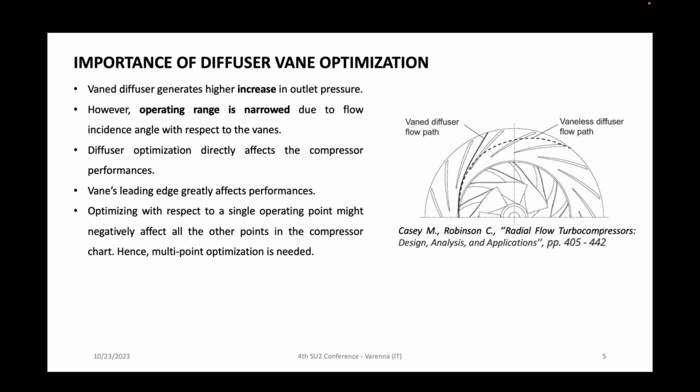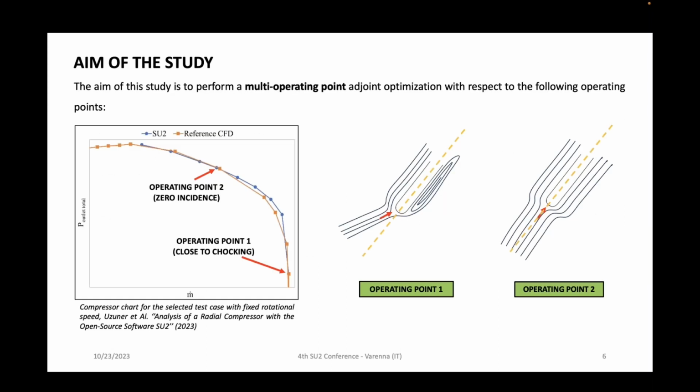And that is why we chose to optimize with respect to different operating points in the compressor, because we didn't want to lose efficiency on one hand, operating with the optimization on the other hand. So, like I said, the aim of this study is to perform this multi-operating point adjoint optimization with respect to these two operating points. Last year, my colleague presented a study in this conference with this reference CFD solution and SU2 solutions that's been validated this way.